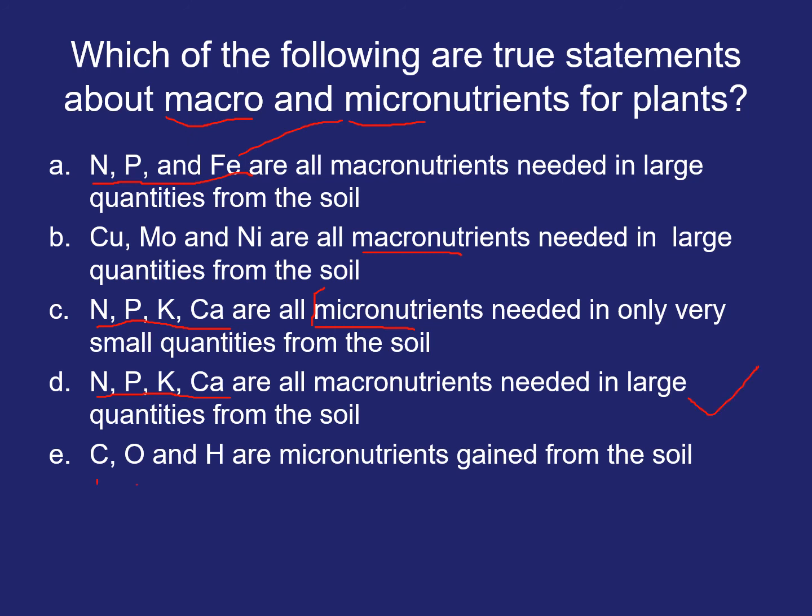Carbon, oxygen, and hydrogen are micronutrients gained from the soil. Okay, so we're going to come back to this in the next lecture, but carbon, oxygen, and hydrogen are all macronutrients, so this bit is wrong, but also they're not gained from the soil. So where do plants get carbon from? Where do they get oxygen from? Where do they get hydrogen from? That's part of that active learning exercise I wanted you to work through as well.